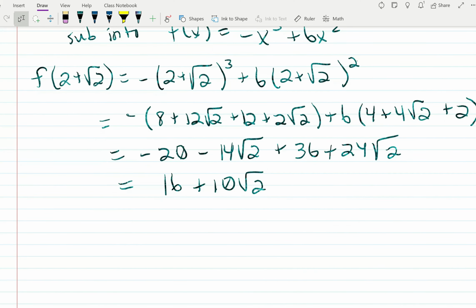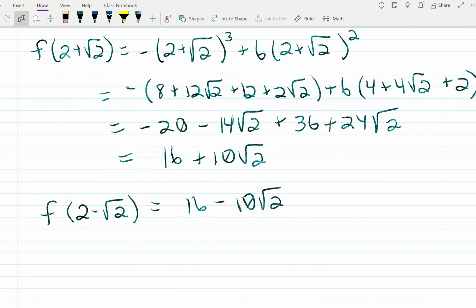All right, and then in a similar way, if you were to do f of 2 minus the square root of 2, I'm not going to show all of that in this one, but you can follow the same procedure as above, right? Just substituting this in and then cubing it and then squaring it and then multiplying times 6, combining like terms, you should get 16 minus 10 square root of 2.